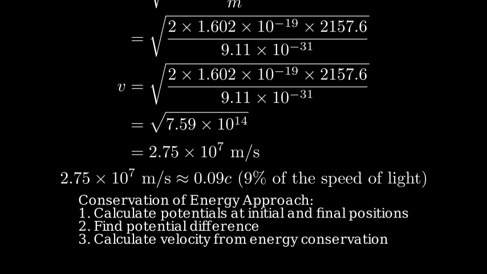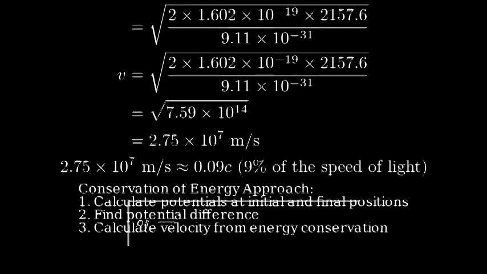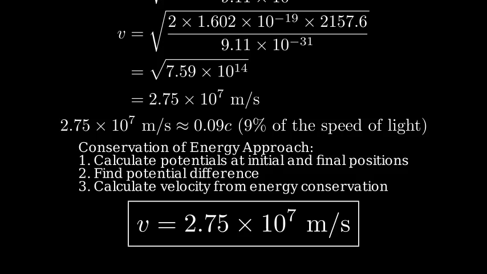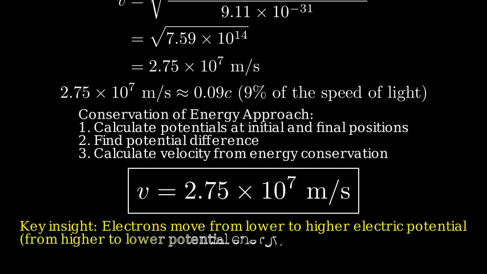We calculated the electric potential at the initial and final positions of the electron, then found the resulting velocity. The velocity of the electron, when it is 10 centimeters from the positive charge, is 2.75 times 10 to the 7 meters per second. A key insight was recognizing that the electron, having a negative charge, moves from regions of lower electric potential to regions of higher electric potential, which corresponds to moving from higher potential energy to lower potential energy.